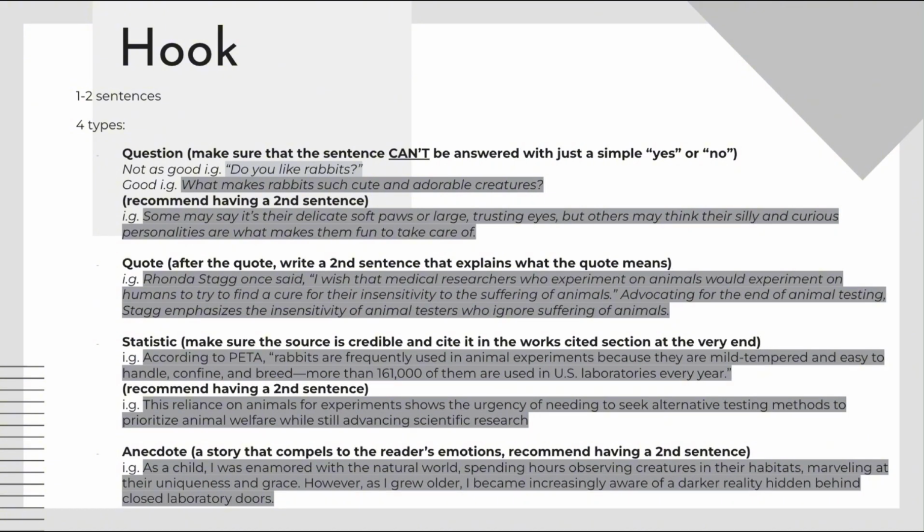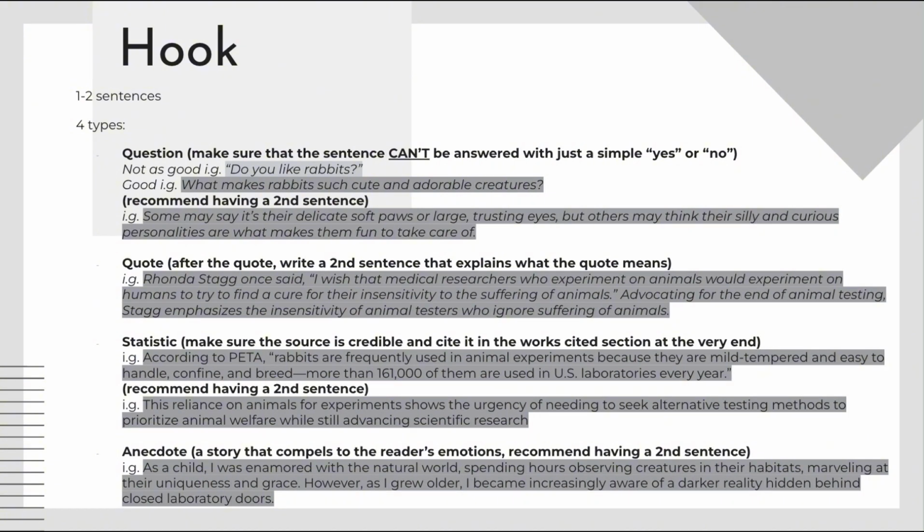The first type of hook is called a question hook. In the question hook, you have to make sure that the sentence can't be answered with just a simple yes or no. A bad example of this would be, "Do you like rabbits?" This is not a good example because it can be answered with a yes or a no. Yes, I do like rabbits, or no, I don't like rabbits. A better example would be, "What makes rabbits such cute and adorable creatures?"